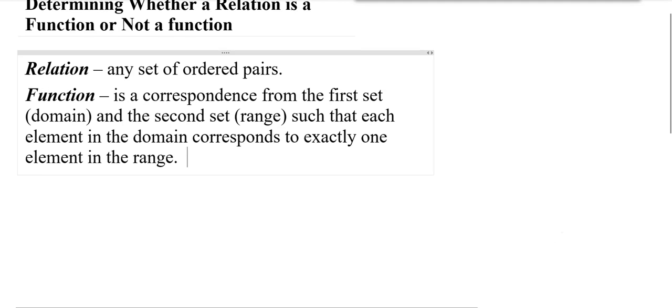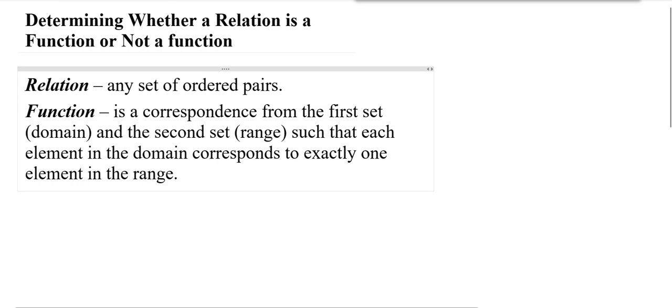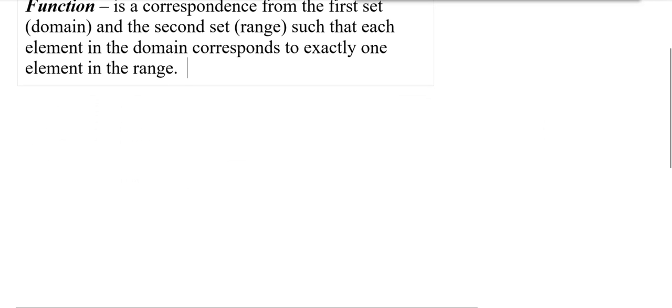Well, let's first define a relation. It is any set of ordered pairs. And contrast that with function. A function is a correspondence from the first set, which is the domain, and the second set, which is the range, such that each element in the domain corresponds to exactly one element in the range. So, to better understand that, let's go ahead and take a look at some examples.